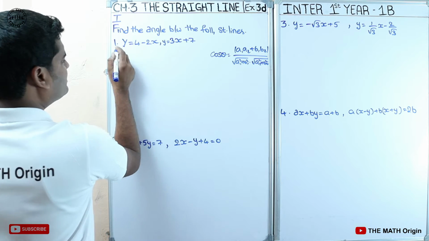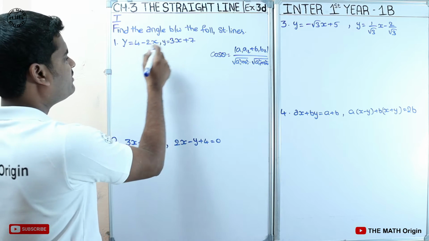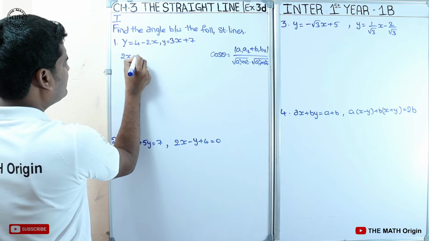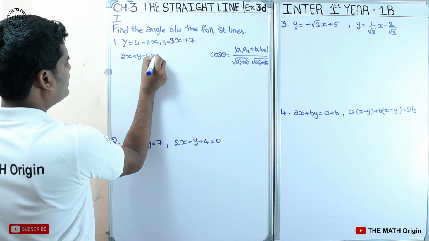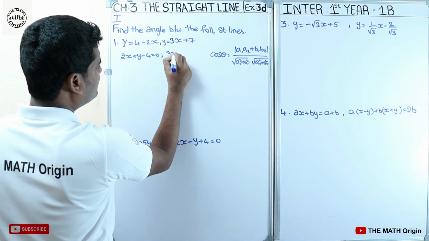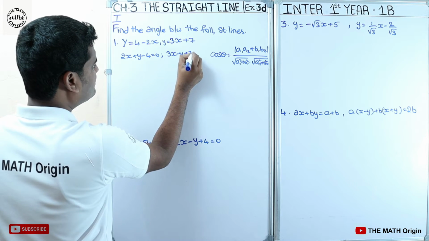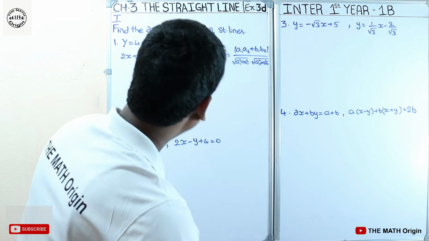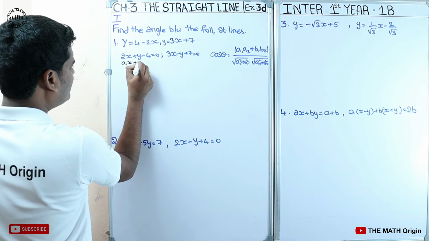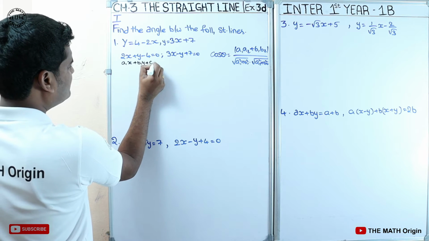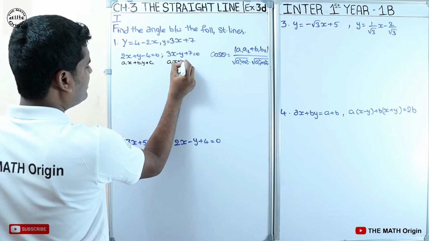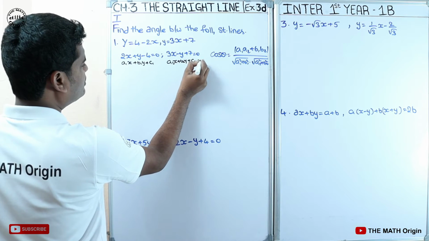Now let's write the given equations in the ax plus by plus c format. I will move 2x to this side: 2x plus y minus 4 equals 0, and here also I will move terms to get 3x minus y plus 7 equals 0. This is like a1x plus b1y plus c1, and here a2x plus b2y plus c2 equals 0.